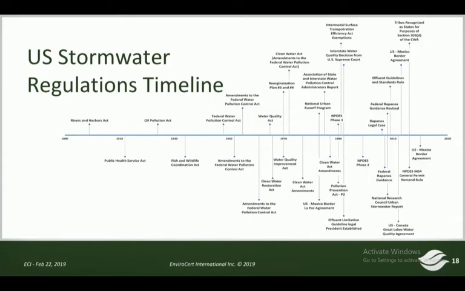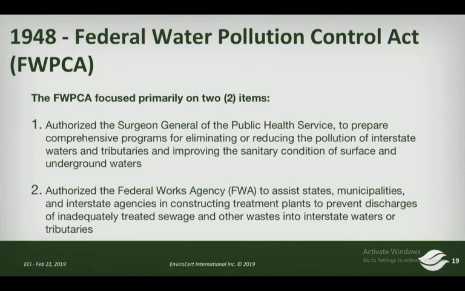Slide 18 in front of you is a brief timeline summary that will give you an idea of the progression of some of our laws and regulations that have come into effect through the current time. The following slide presents the first significant Water Pollution Act, implemented in 1948. As you can see, there are two bullet points. It gave the Surgeon General authority to start dealing with interstate waters and tributaries to improve sanitary conditions. The second gave the FWA the authority to start assisting states and municipalities on treating sewage.